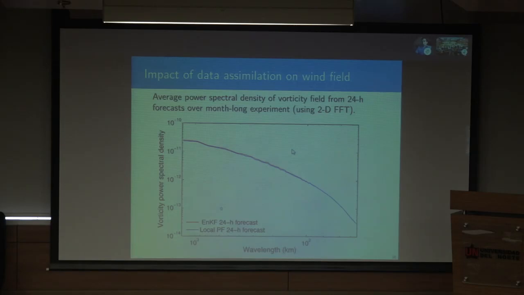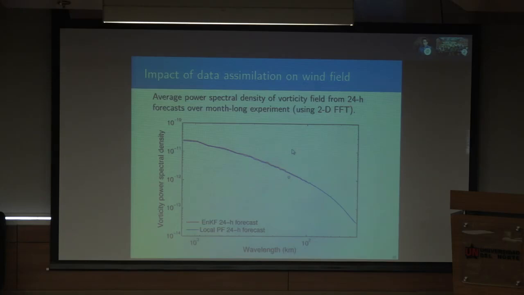The way I'm going to do that is first consider what the vortex power spectral density looks like for the model. I produced an average power spectral density for the vertical component of vorticity by calculating the power over all these different wavelengths, going from over 1,000 kilometers down to about 30 or 40 kilometers, and averaged the results over many 24-hour forecasts for all the different members from the EnKF experiment in red and particle filter experiment in blue, to get a sense of what the climatology looks like for this model for the wind field.